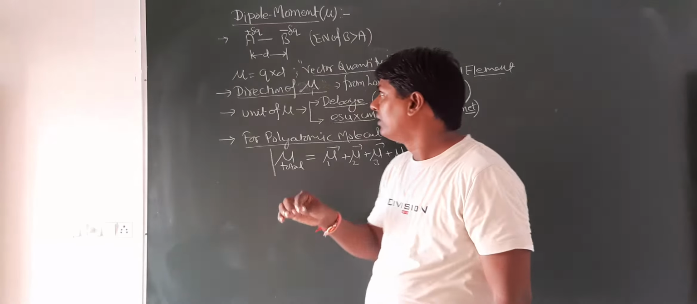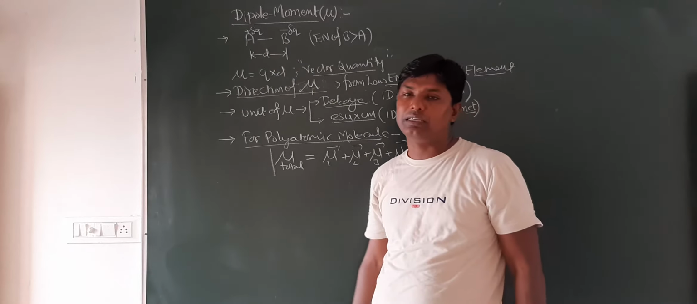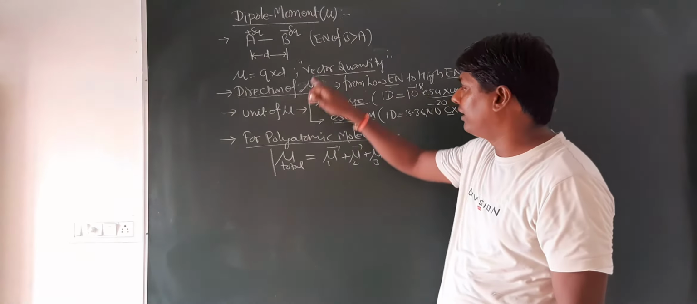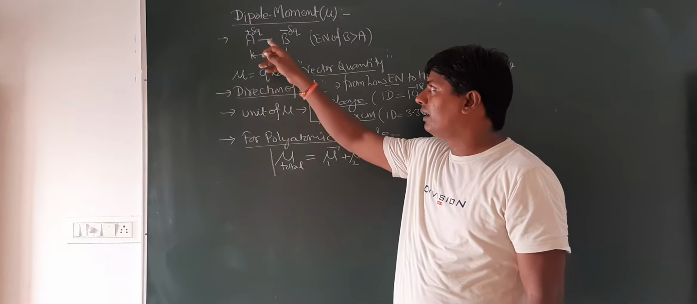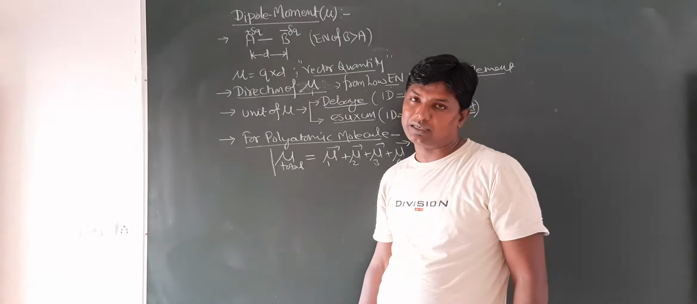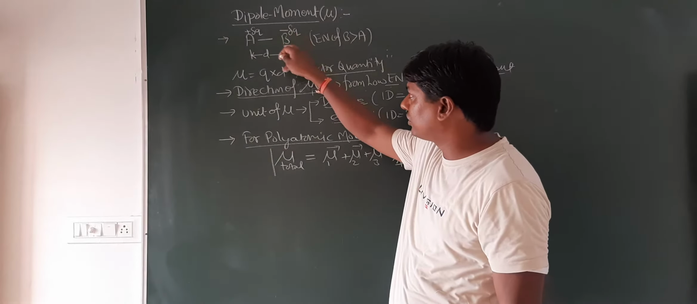Since AB is the molecule and the electronegativity of B is higher than A, because of that B will get partial negative charge, and A will get partial positive charge. Okay? And now the charge over the B atom is minus Q, the charge over the A atom is plus Q. And the distance between the AB system or the AB molecule is small d.